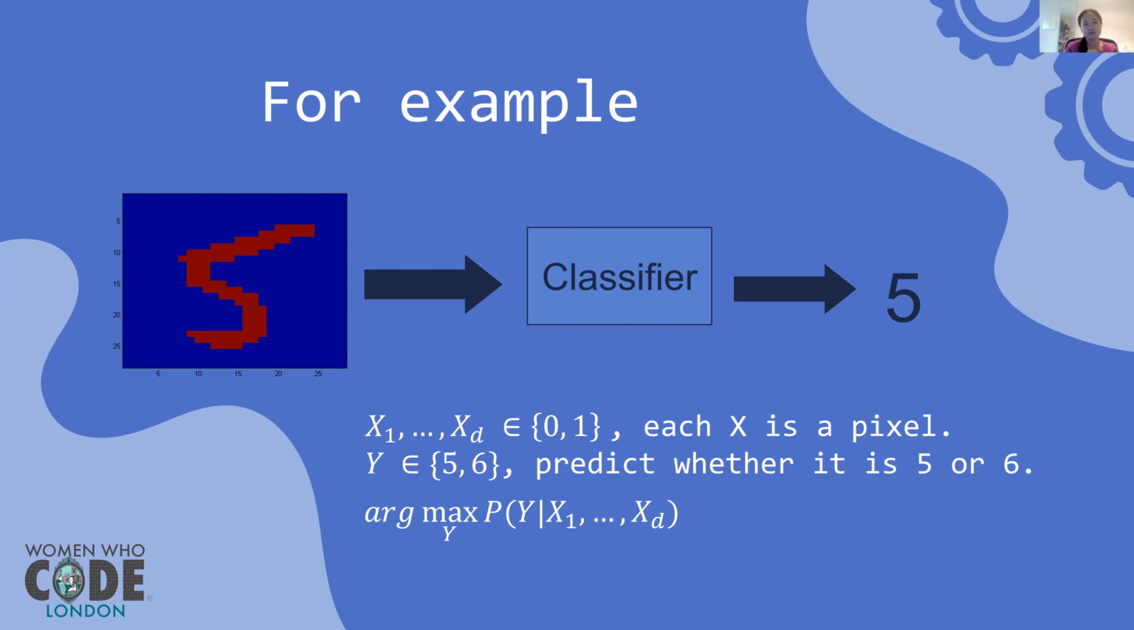So what is my feature? In this figure, my feature is each pixel. So what is D then? How many features do I have? The number of features is 28 by 28. That is a lot. Because each X is a pixel, and its value is 0 or 1, there are only 2 possibilities, 0 or 1.